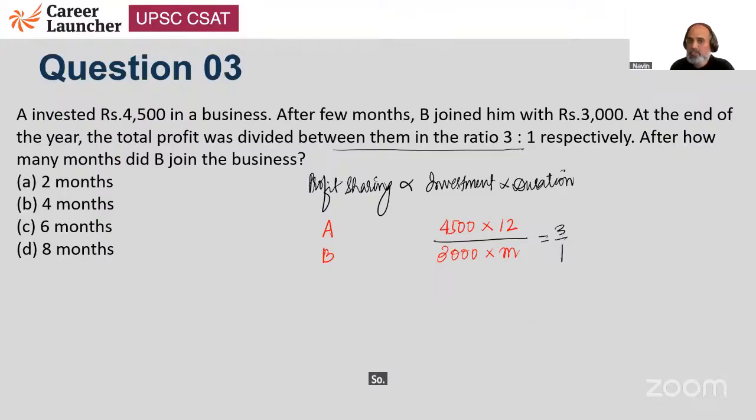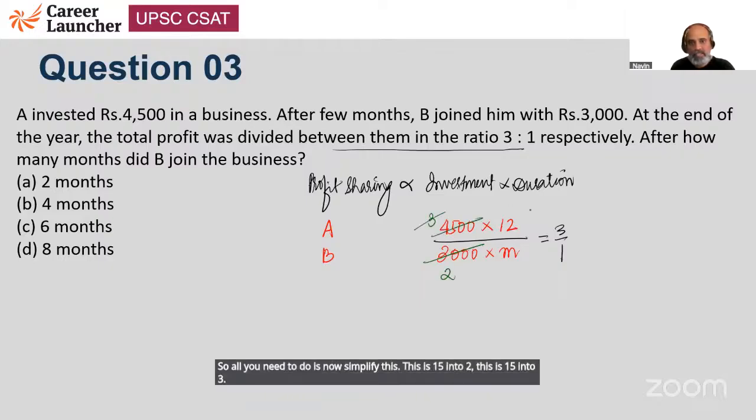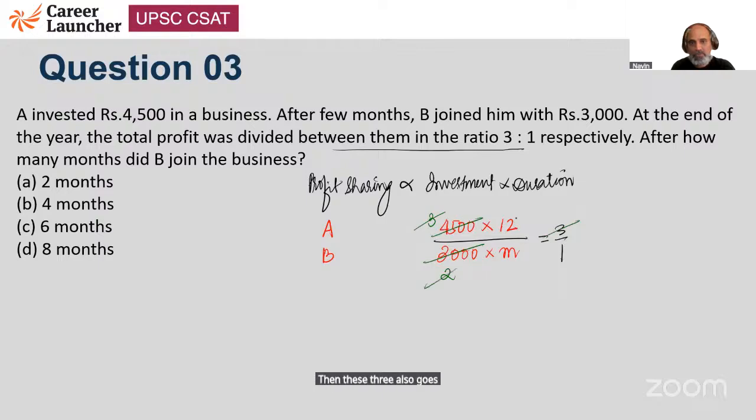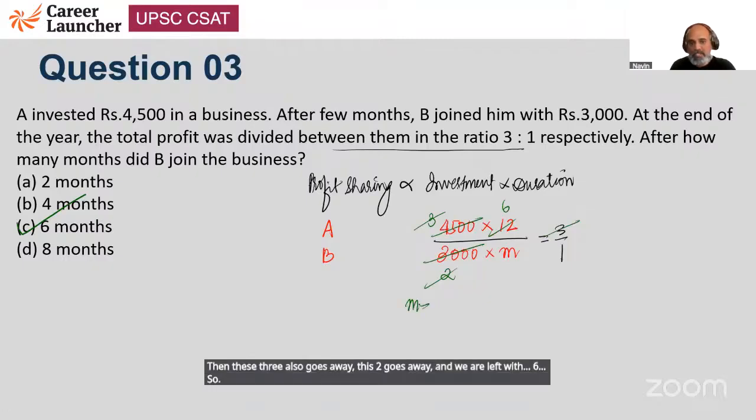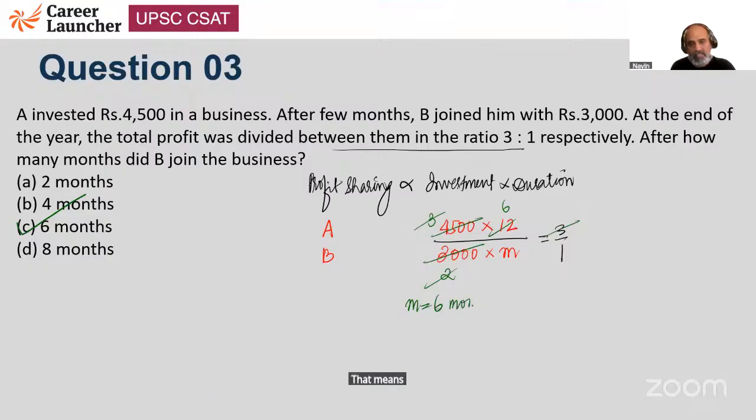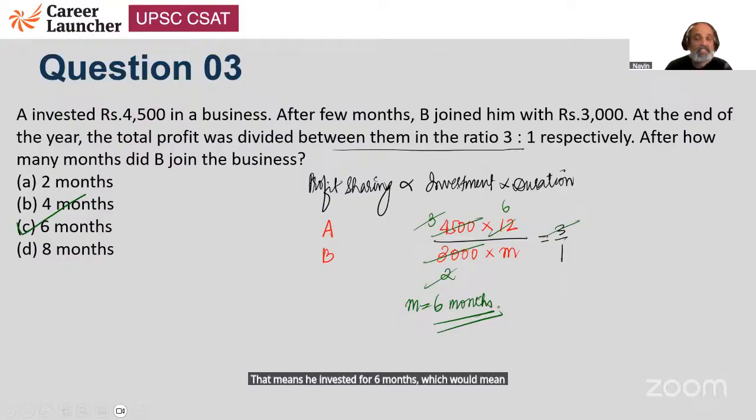So all you need to do is now simplify this. This is 15 into 2. This is 15 into 3. Then this 3 also goes away. This 2 goes away. And we are left with 6. So M is going to be 6. That means he invested for 6 months, which would mean indirectly that he invested after 6 months because there are 12 months.